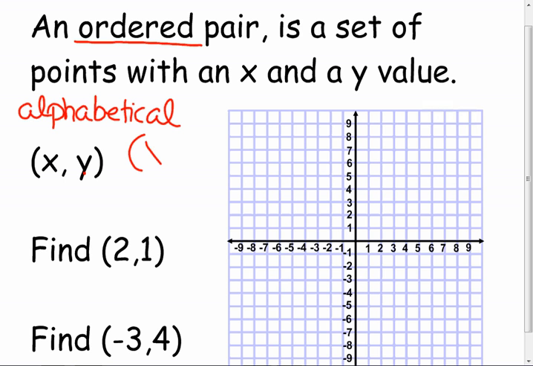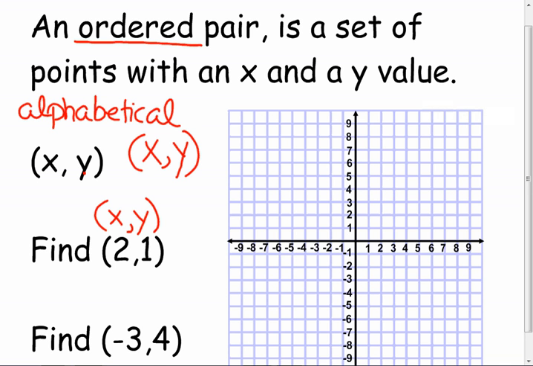So it's x, comma, y. If you have problems with this, put the x here and put the y there, because some of you are going to have problems turning the numbers around. I have that problem myself. Okay, Michael? So do you know how to graph 2, comma 1?